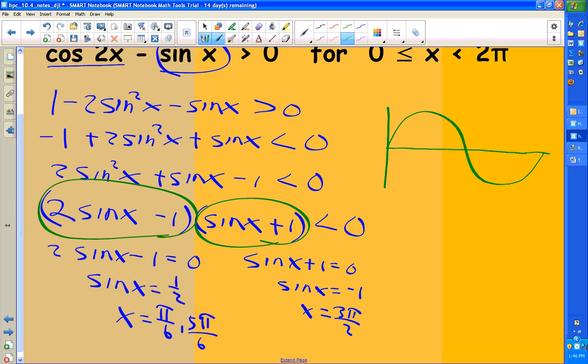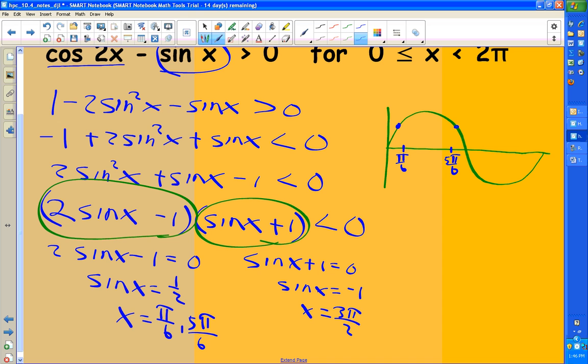Has to be less than a half. Where is the sine of x going to be less than a half? Well, when you look at your boundaries, it's equal to a half at pi over 6. So here we'll call this pi over 6, maybe right here. And over here, 5 pi over 6. So we can say that this is the half, and this is a half.